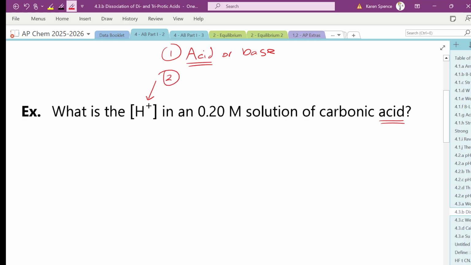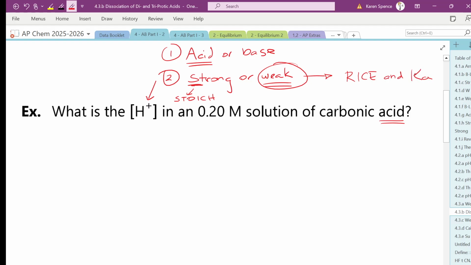Question number 2, is it strong or is it weak? It is weak. Okay, if it was strong, you would use stoichiometry. But it is not, it is weak. So when it is weak, what do we use? RICE table and Ka. And you have to be careful here because if it's an acid, you need to use Ka. If it were a base, you would use, guess what? Kb, okay?